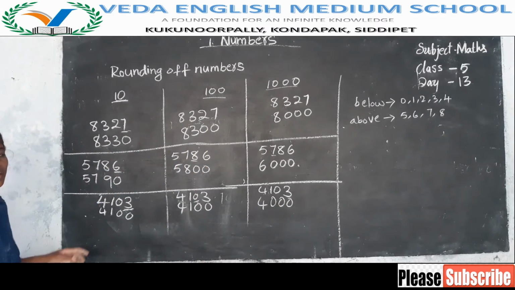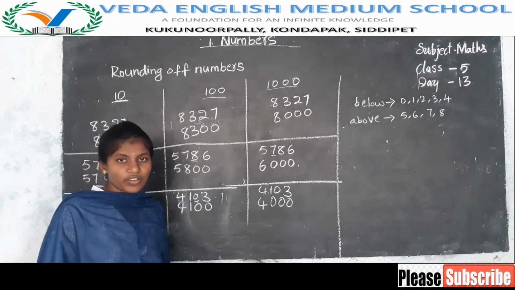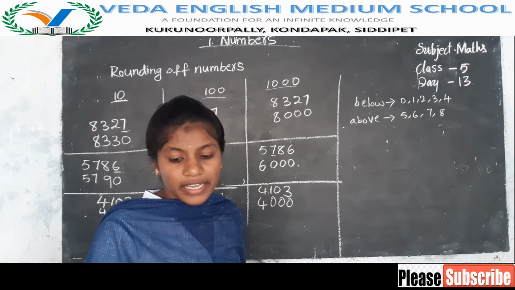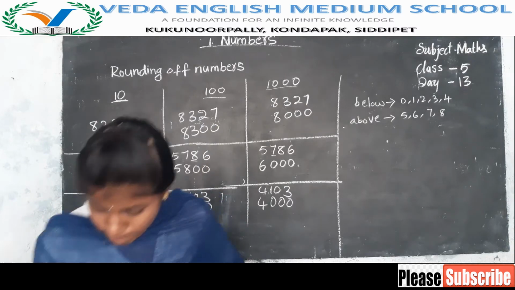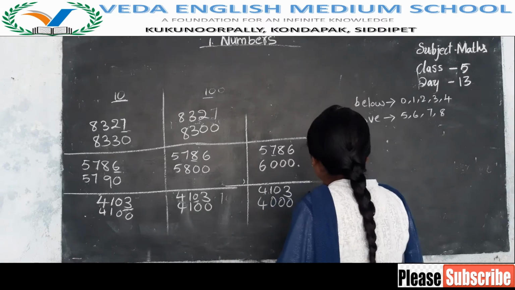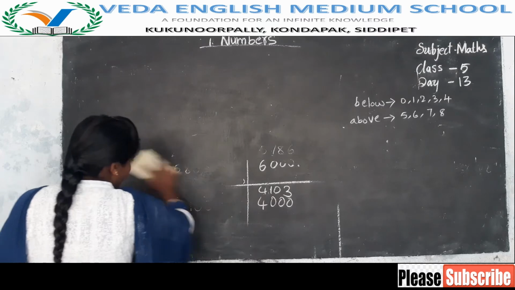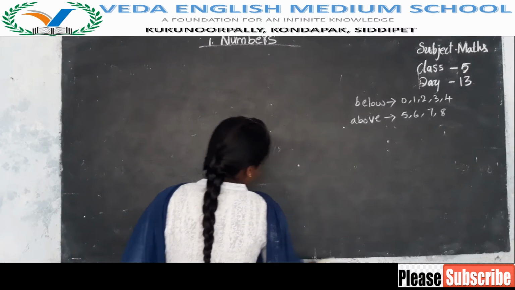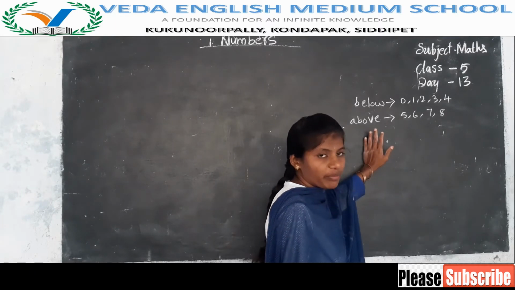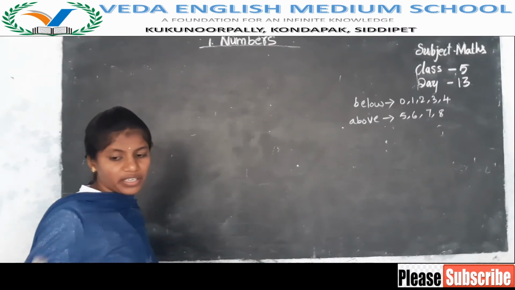Like this you have to find, for only one number, nearest tens, nearest hundreds, nearest thousands. So you have to find like this. Have you understood? Then today exercise 1.2. You have to remember which are below 5 numbers and which are above 5 numbers. Exercise 1.2, 14 problems are there.